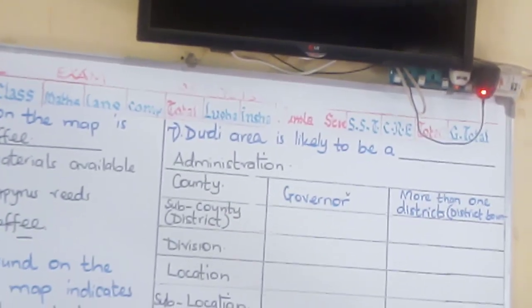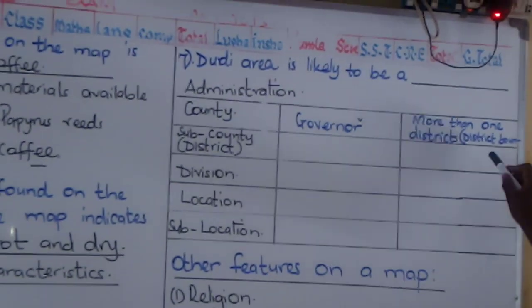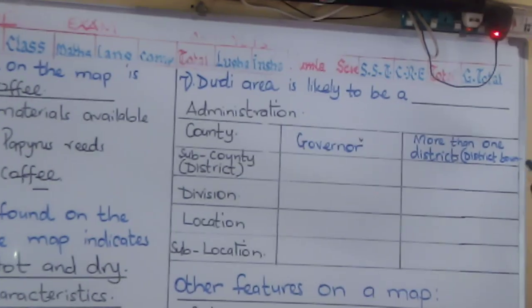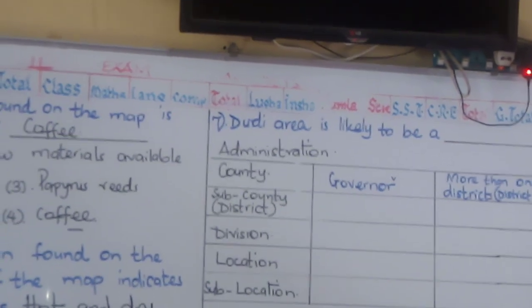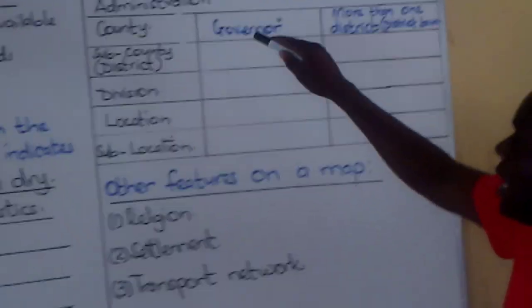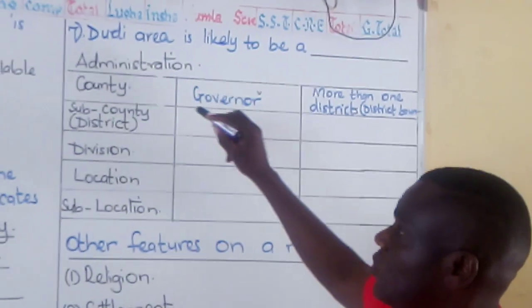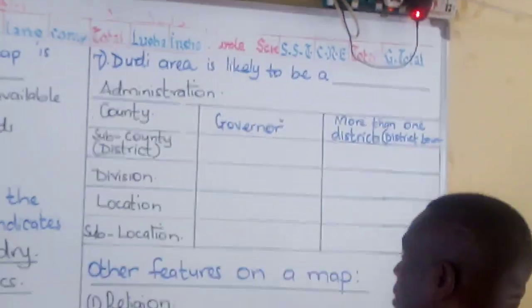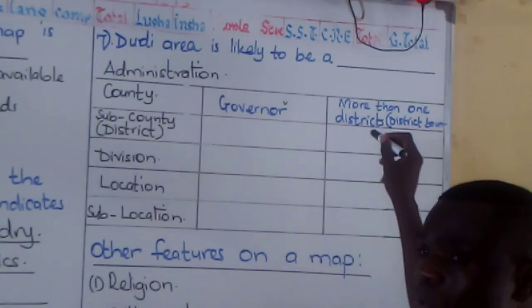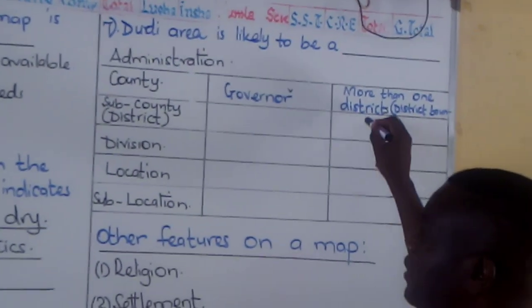And so how do you know it has more than one district? We check at the district boundaries. Then we'll know that these are 2 boundaries or 3 boundaries. There are 3 districts or 2 districts. That makes a county. Then we've got a sub-county. A sub-county is also called a district, so it's led by a district commissioner. You're going to tell me how we identify that this is a district.